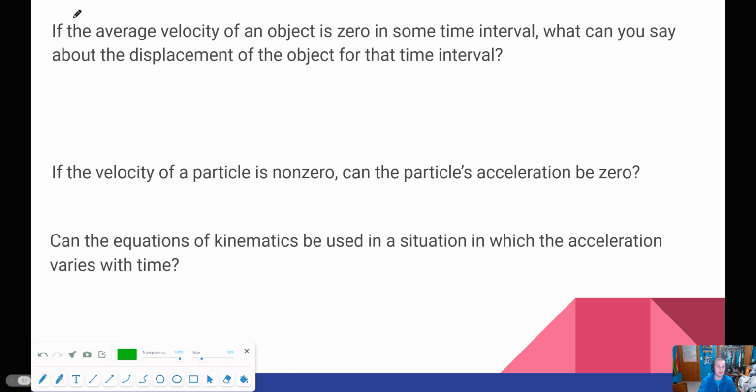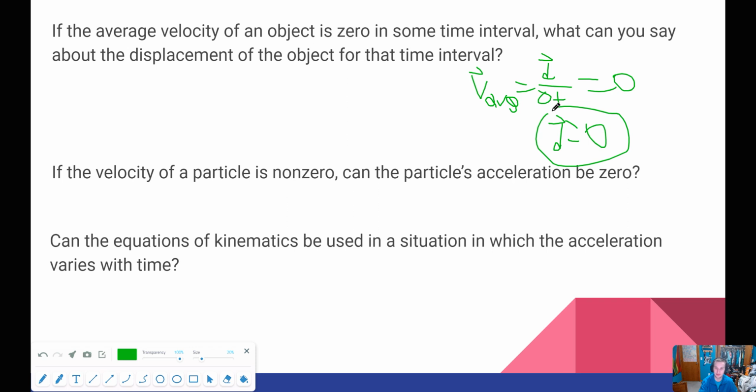So first off, if the average velocity of an object is 0 in some time interval, what can you say about the displacement of the object for that time interval? Okay. So let's remember that average velocity is equal to displacement divided by time. If this is equal to 0, how can we get this equal to 0? Well, option number 1 is that our displacement is 0. That seems completely valid. Option number 2 is that our time is infinite. Well, time is not always going to be infinite, so displacement is indeed equal to 0. If the average velocity is 0, our displacement is also 0.